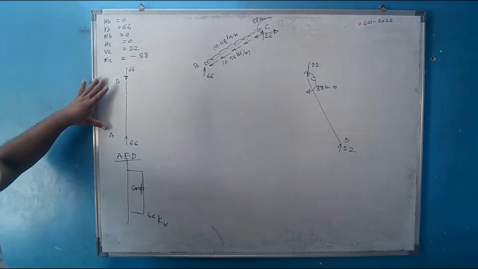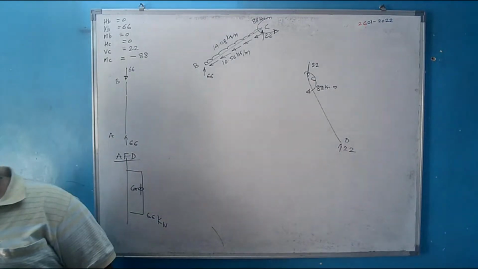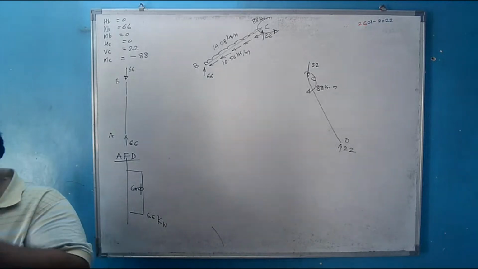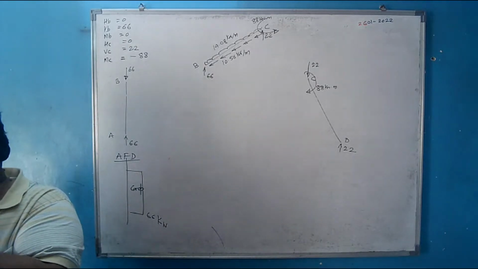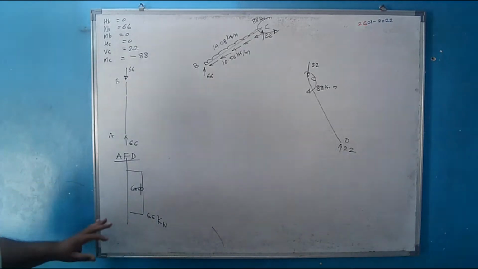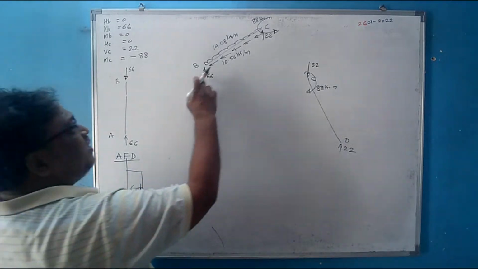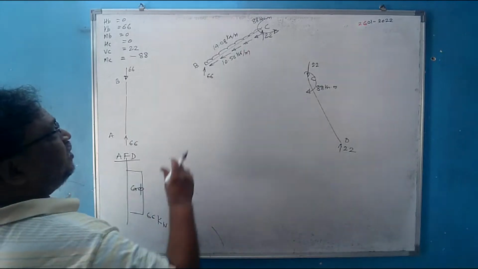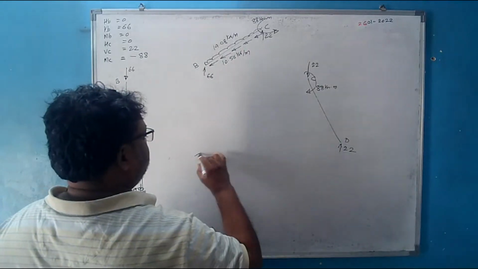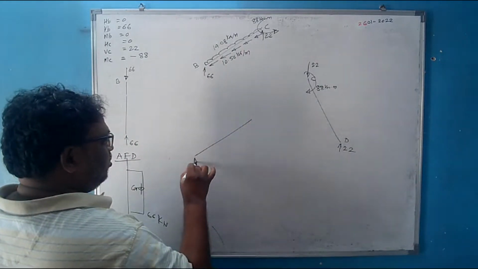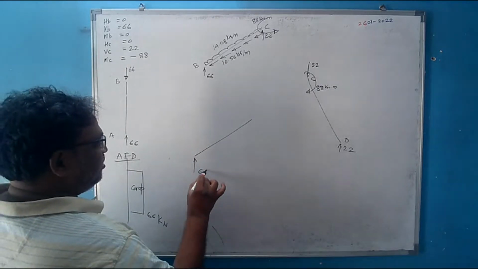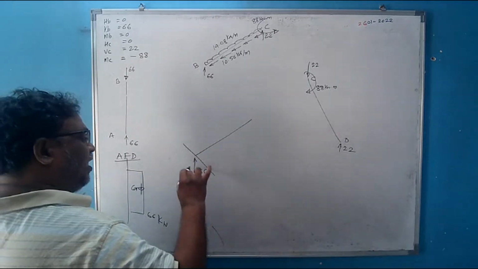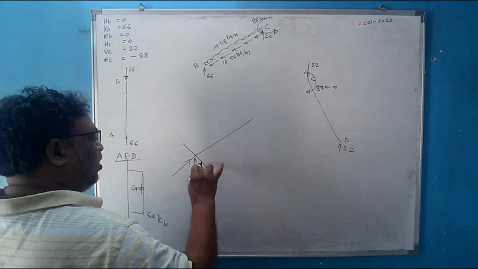Free body diagram of member AB. I have sketched the axial force diagram. There is no shear force diagram. There is no bending moment diagram. What about this member BC? For member BC, we have to work a little. See, this is the force, 66. What do I have to do with this force? I have to resolve it along and perpendicular.